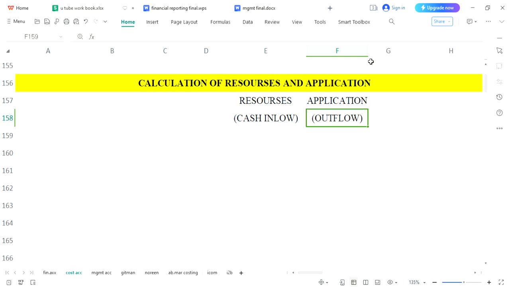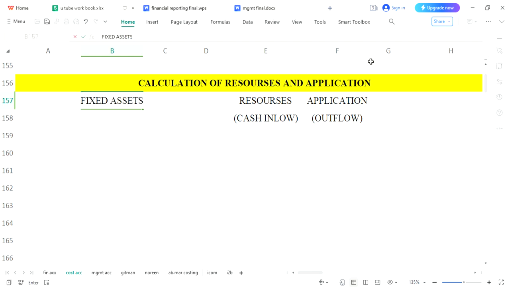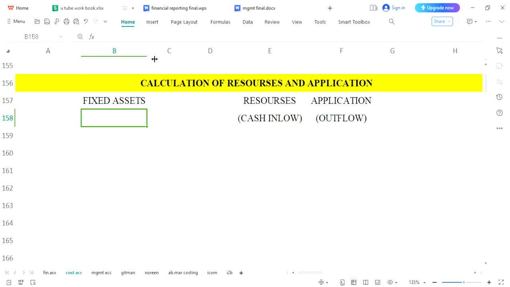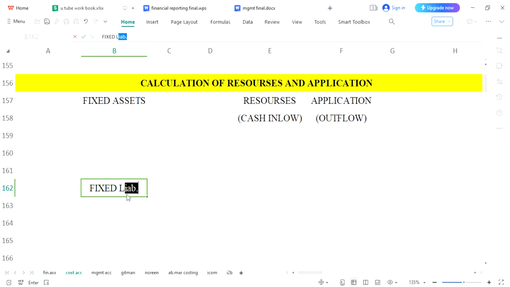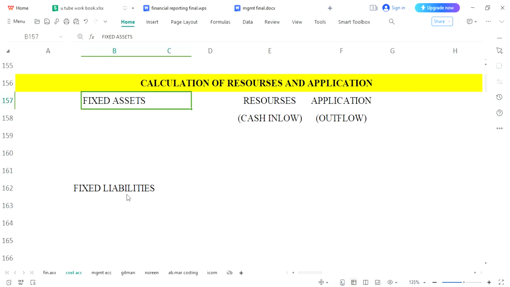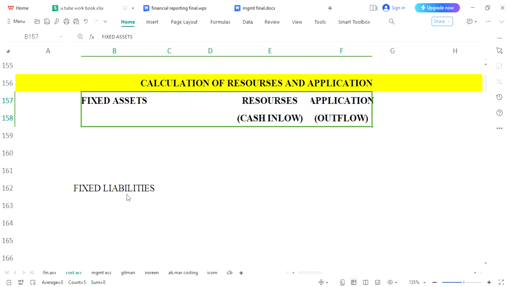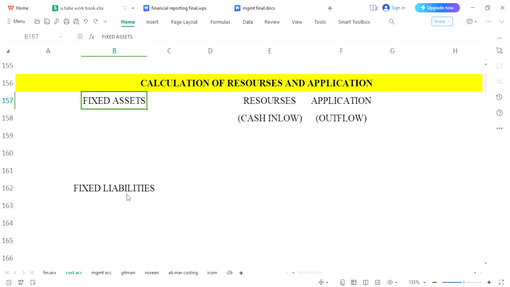Secondly, you will keep it in mind, we will use only fixed assets for calculation of resources and application. Secondly, you will use only fixed liabilities. Only fixed liabilities would be used for application and resources. Only fixed assets would be used for calculation.